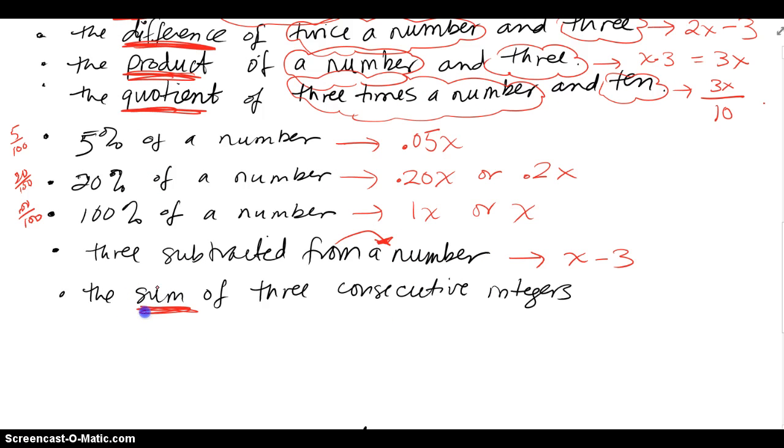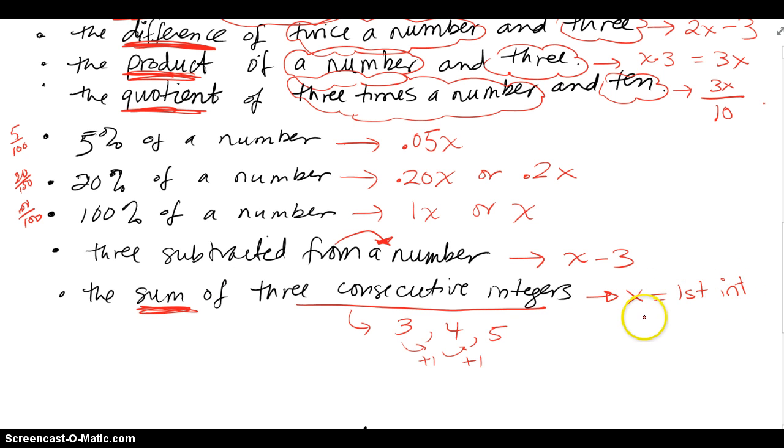The sum, another keyword, of 3 consecutive integers. Well, consecutive means one right after another. So if I give you the integer 3, the next one would be 4, the next one would be 5, and so forth. Each time, to get from one consecutive integer to the next, all you're doing is adding 1 to the previous one. So if I'm looking at 3 consecutive integers, I would call the first one x, and then the next one would be 1 bigger, so x plus 1. That's the second integer. And then the third one would be 1 bigger than the previous one, so x plus 1 plus another 1 would be x plus 2, and there I have my 3 integers.